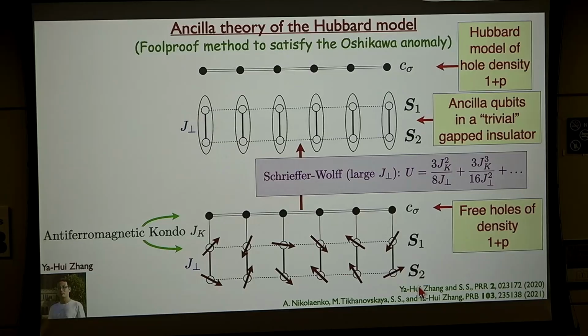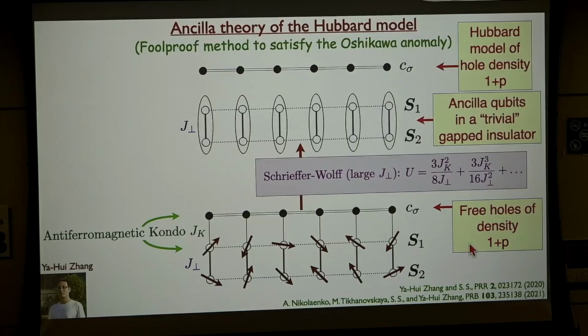Okay, so now let's just go ahead and look at this model. This is only justified at large J_perp. And at large J_perp, life is kind of boring. If J_perp is really large, these spins will form a singlet. That will form a Fermi surface. The size of the Fermi surface is 1 plus p. I'll be back to where I started.